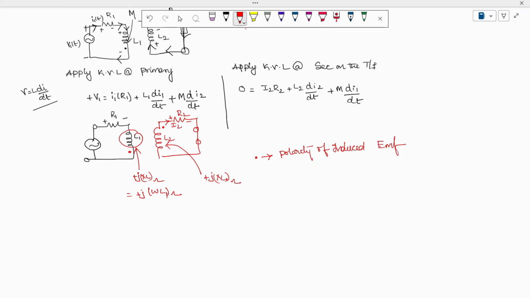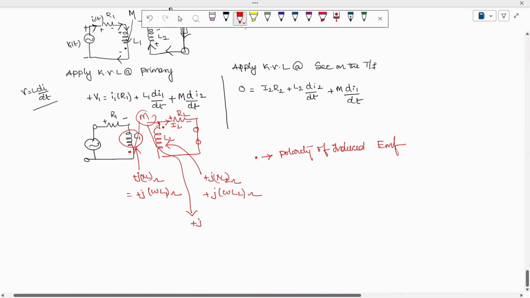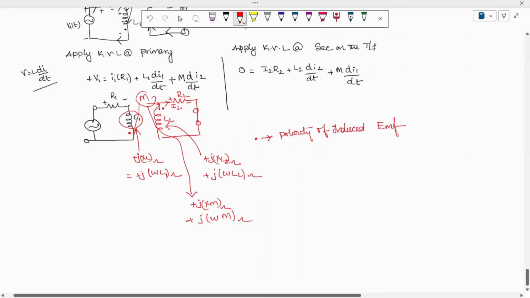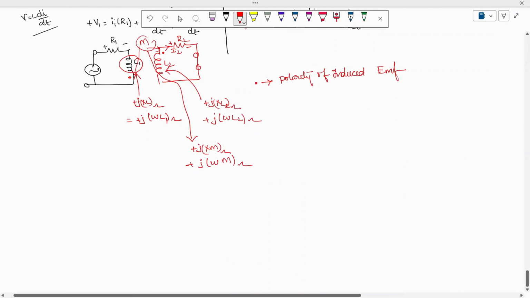This is L2 ohms. This I can write as plus j omega L2 ohms. So the mutual inductance between these two coils is M. This I am going to write as plus j X mutual ohms. Here Xm can be written as plus j omega M ohms. Now try to write this in our required format.